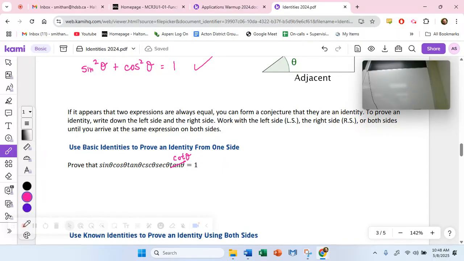Now, to prove an identity is true, you have to somehow show that both sides are equal. So we're going to show here that the left side is equal to the right side. I'm going to write down LS for left-hand side. We're going to take the left-hand side and work with it.